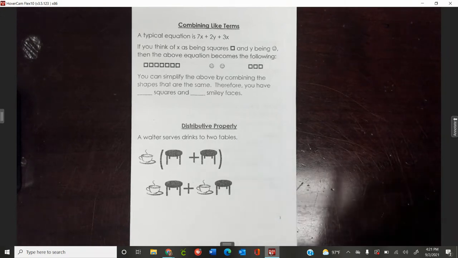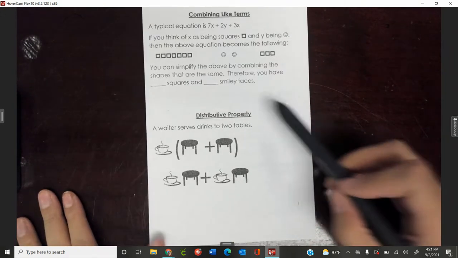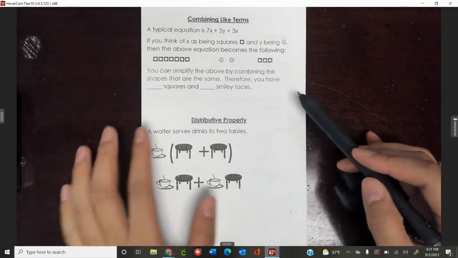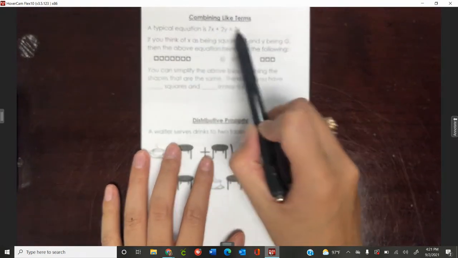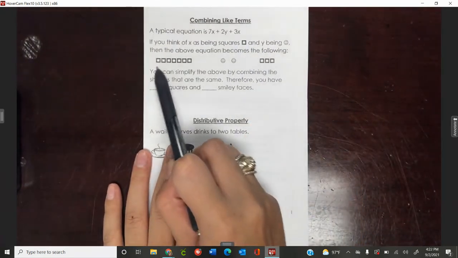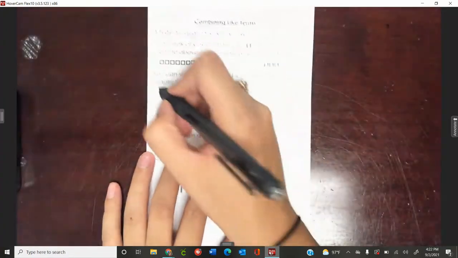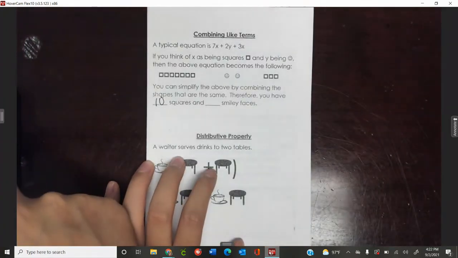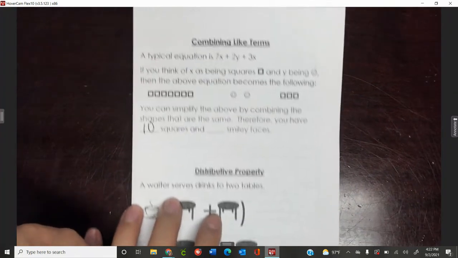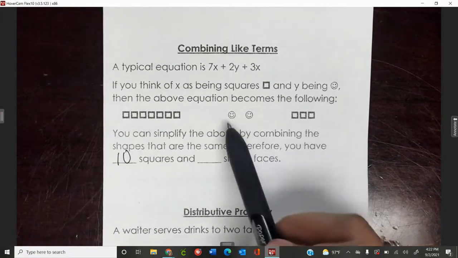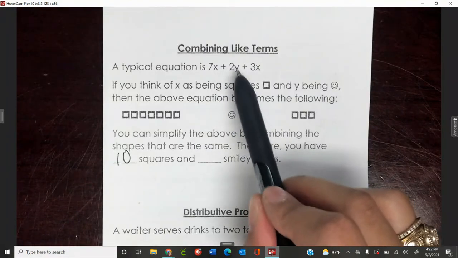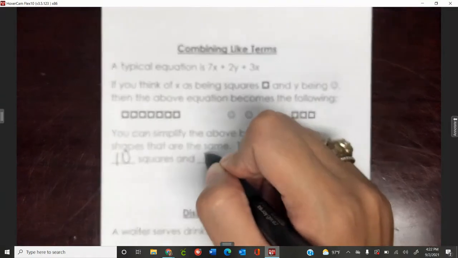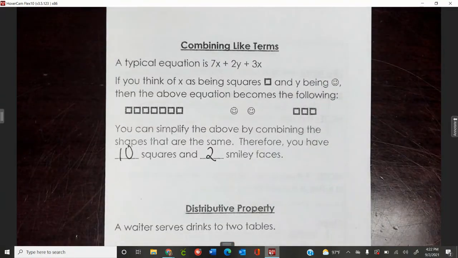When we simplify, we're combining things that look alike. So you can simplify the above by combining the shapes that are the same. We want to take things that look alike and combine them together. If I had 7 x's and 3 x's, as in 7 squares and 3 squares, you now have 10 squares. And as for smiley faces, I only had 2 smiley faces. I only had one term that had a y. So here this will just be 2 smiley faces.